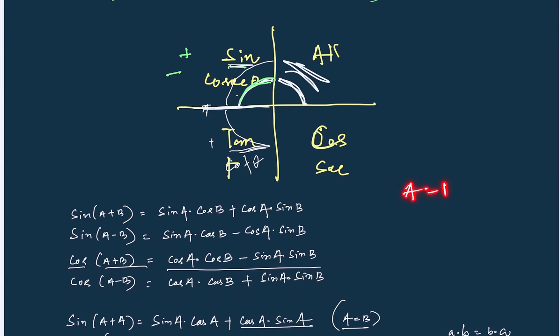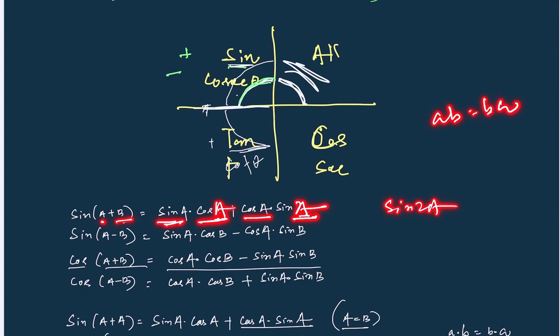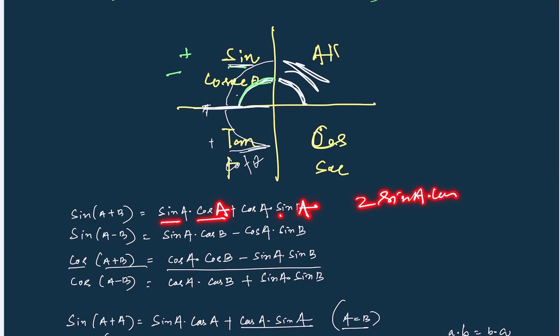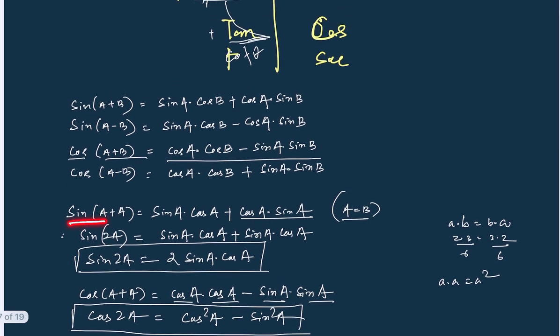Suppose a is equal to b. That means if the angle is the same, a, then sin a plus a will be sin 2a. Then if you replace b with a, it becomes sin a into cos a plus cos a into sin a. Since a into b is equal to b into a, they are equal, so I can flip this. So here I have derived sin a plus a is equal to sin a cos a plus cos a sin a.